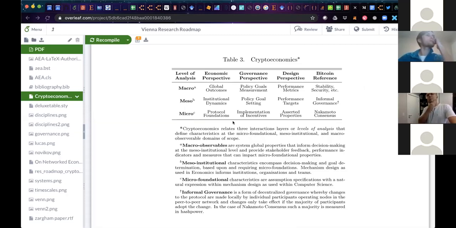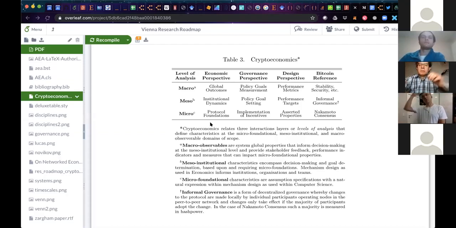But what we're basically talking about right now is the difference between the goal setting, the measuring of the goal outcomes, and the actual implementation of the incentives. And when we see these different columns, we're actually talking about these same concepts, but maybe from the perspective of someone who's thinking about economics, they're going to be thinking about measuring these global outcomes, and the policy setting is the institutional dynamics, the institutional economics, and the actual micro foundations are, at least in the crypto economic setting, these protocols that are implementing certain incentives, certain outcomes.